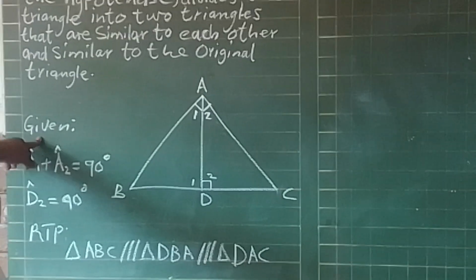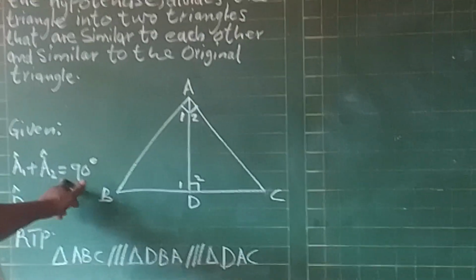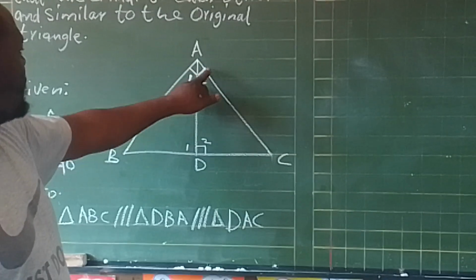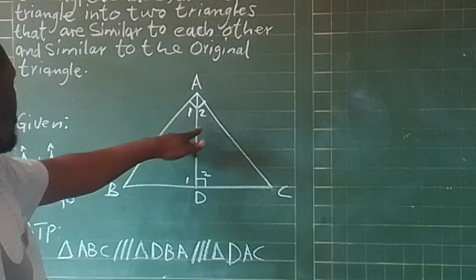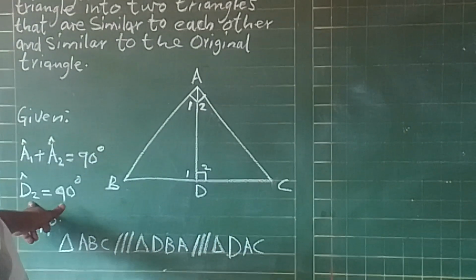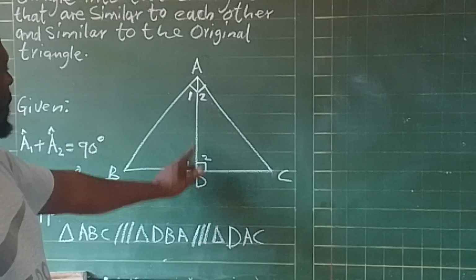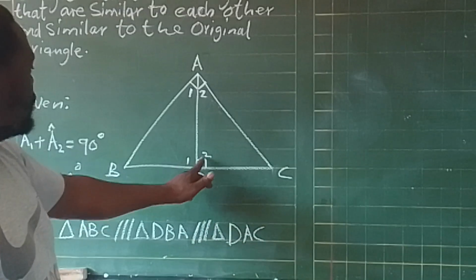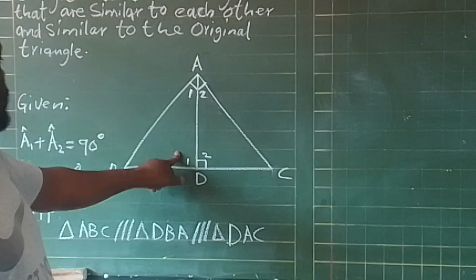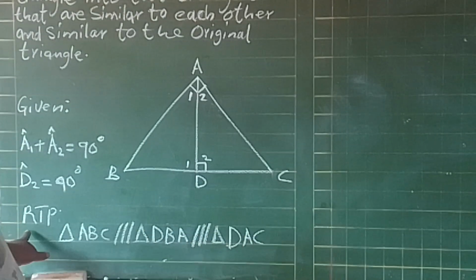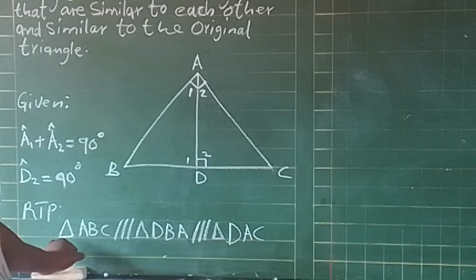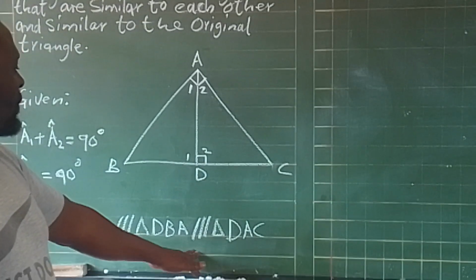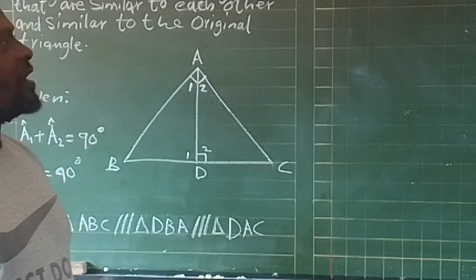Given that A1 plus A2 is 90 degrees, the combination of this angle A is 90 degrees, D2 is 90 degrees. This line is perpendicular to the hypotenuse. So D2 is 90 degrees, D1 is 90 degrees. We are required to prove that triangle ABC is similar to triangle DBA, similar to triangle DAC.